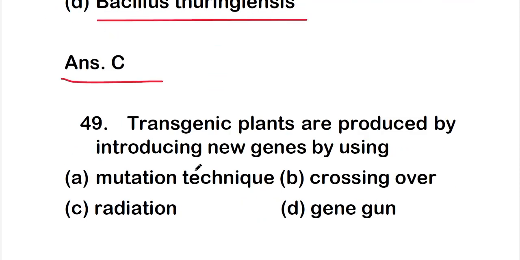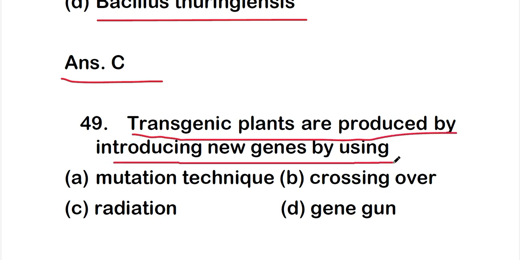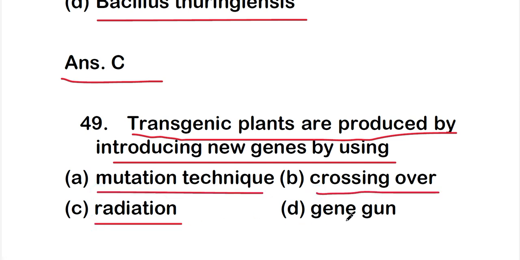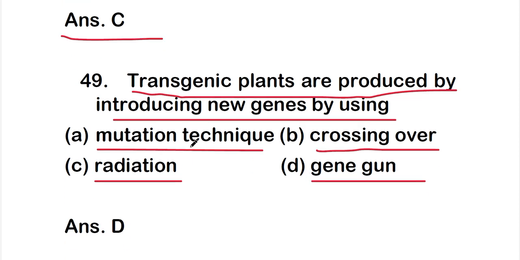So next question is 49. So transgenic plants are produced by introducing new genes by using option A mutation technique, option B crossing over, option C radiation, option D gene gun, and the right one is option D, that is gene gun. So transgenic plants are produced by introducing new genes by using gene gun.